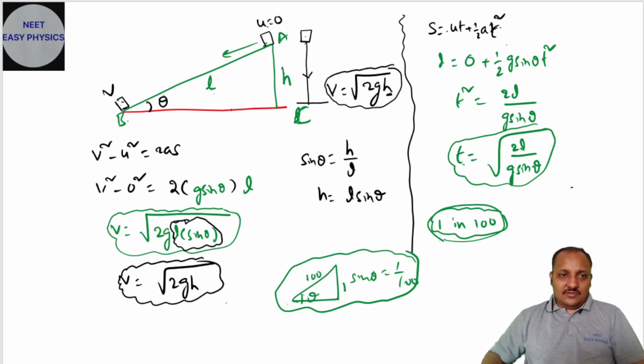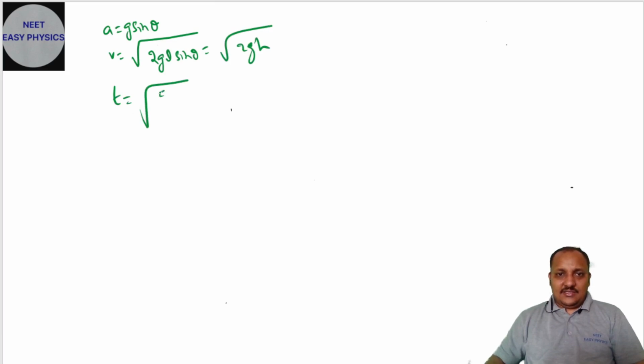Now we got these formulas. One is a is equal to g sin theta. Another one is V is equal to root 2gL sin theta, otherwise root 2gH. Next, time is root 2L by g sin theta. And another formula we got, N is equal to mg cos theta.